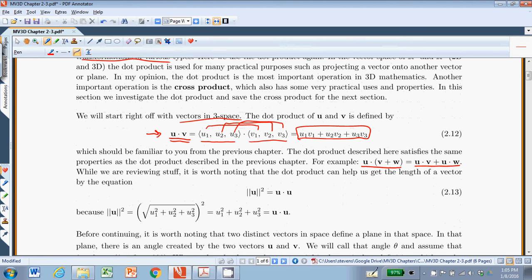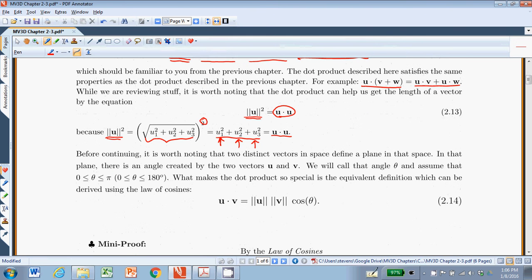It's also worth noting that if you take the dot product of a vector with itself, that is actually just the size of the vector squared. You can tell that because if you look at the size of the vector, that's this part right here, and then you square it, the square root goes away and you're just left with the interior. That's just the dot product of any vector with itself: the product of the first two, plus the product of the second two, plus the product of the third two.